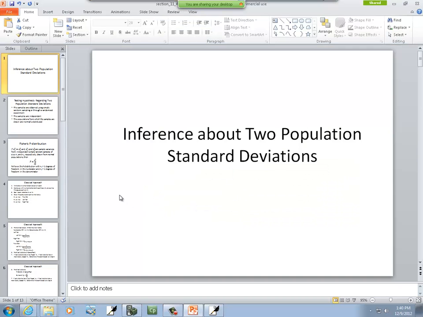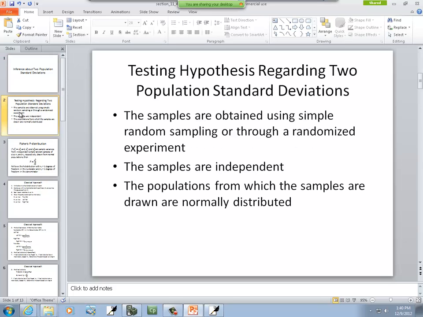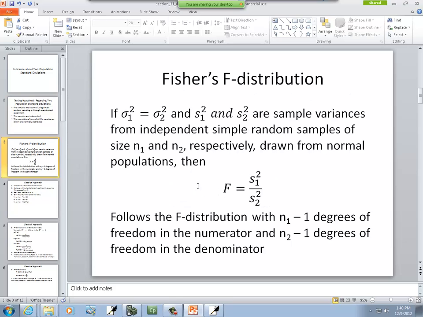Well, in this lesson, we're going to take a look at claims dealing with two population standard deviations. Now, the requirements say these samples are obtained using simple random sampling or through a randomized experiment. Samples are independent. Populations from which samples are drawn are normally distributed. And we're going to use Fisher's F distribution in this section.